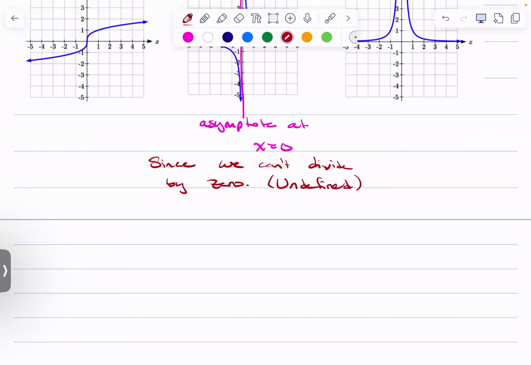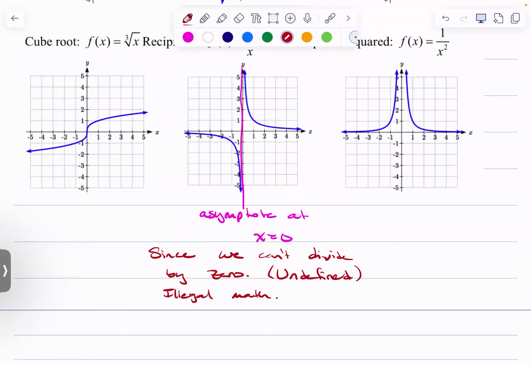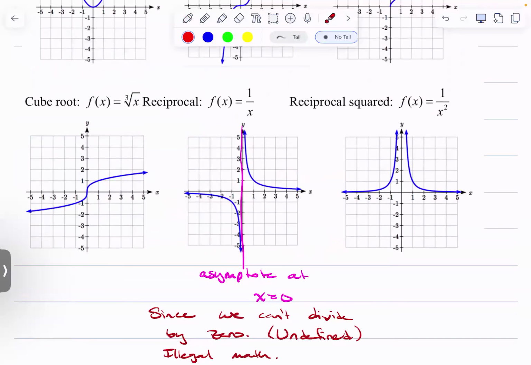Or as I call it, illegal math. Three L's. Illegal math. That's illegal in English. Illegal spelling. It's not always at x equals 0, right? This asymptote, right? But anything that has 1 over and then the highest power of x in the denominator is just 1, right? Looks like this.